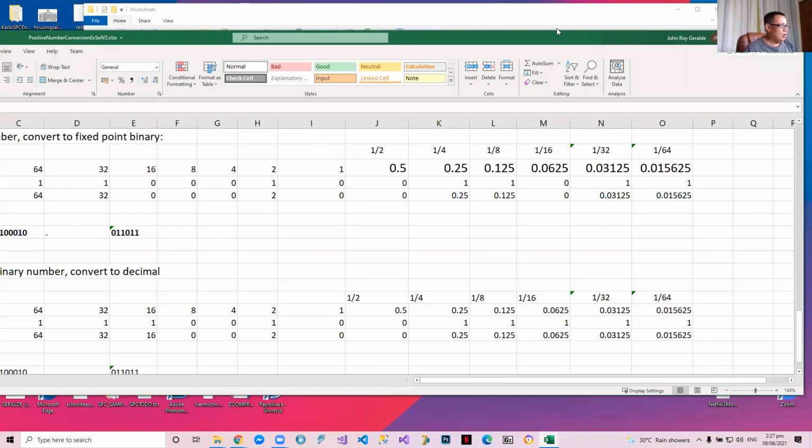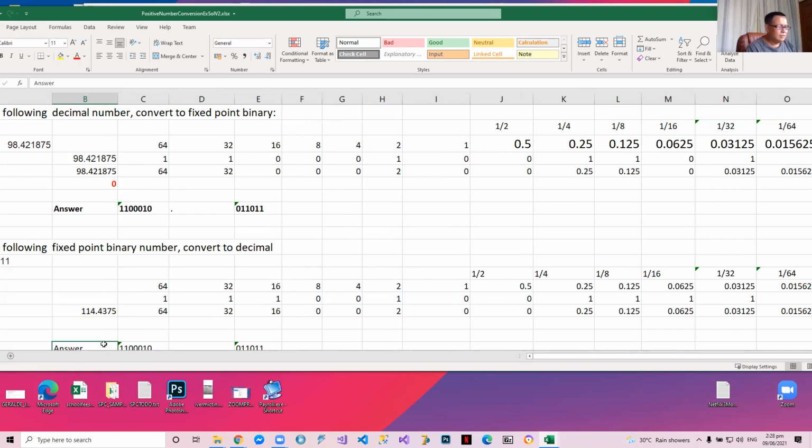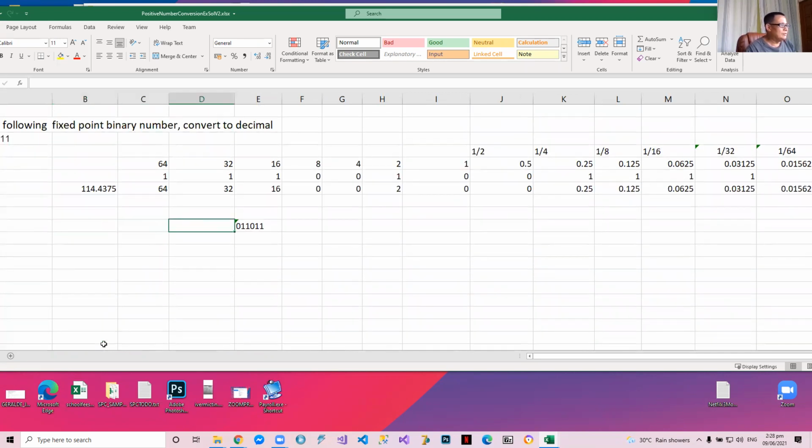Then when we total, 114, 114.43. Let's check this out. Mali yata yung answer ko. My answer is wrong. Check. This is 111. The 114 is correct.